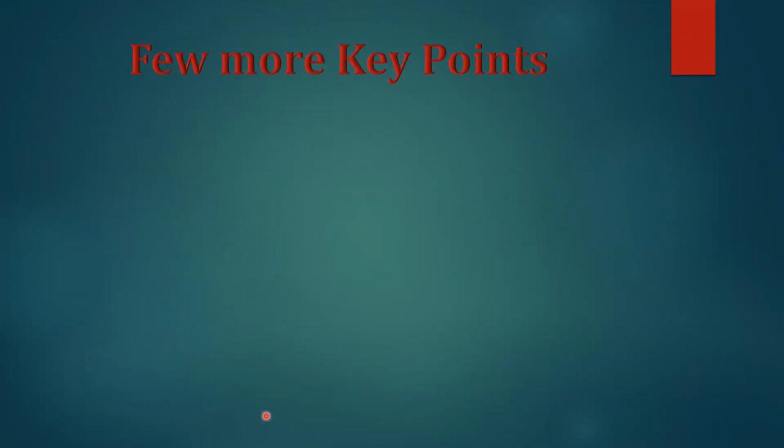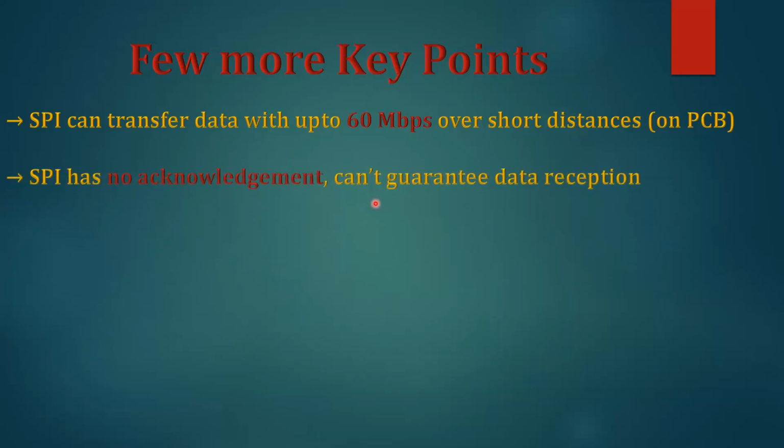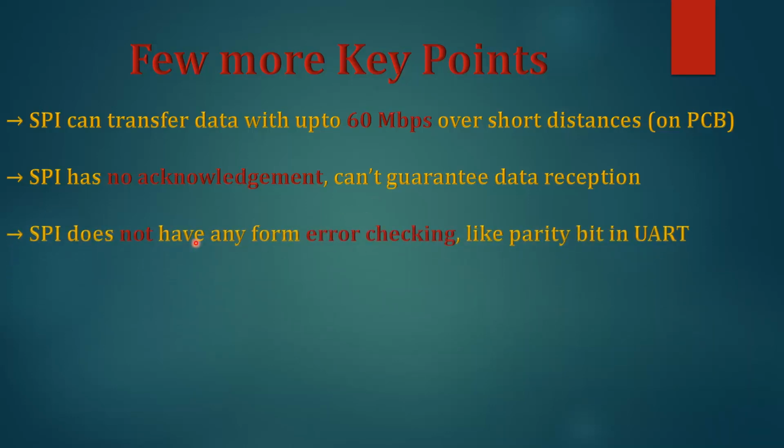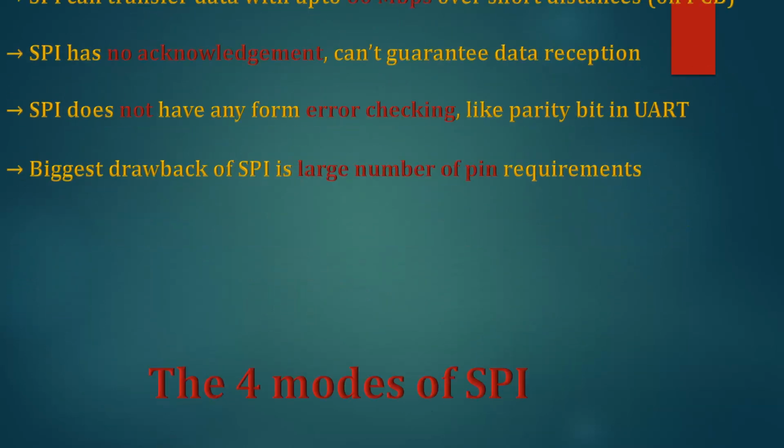Now let's see a few more key points related to that. SPI can transfer data up to 60 Mbps over short distances. SPI has no acknowledgement. The receiver device does not send any acknowledgement to the sender device that it has received the data. So it can't guarantee the data reception. The SPI does not have any form of error checking, like the parity bit in UART communication, and the biggest drawback of SPI is the large number of pins required.